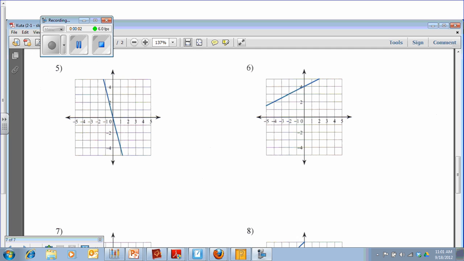This video goes with lesson or handout CM 2.1, finding slope and y-intercept. So we're basically trying to find a linear line equation.